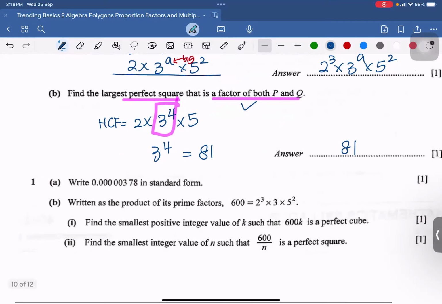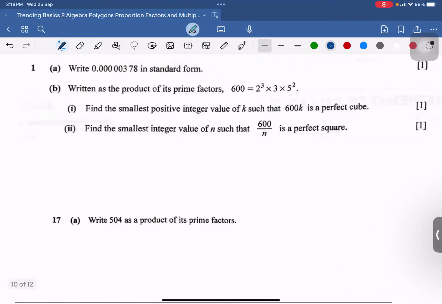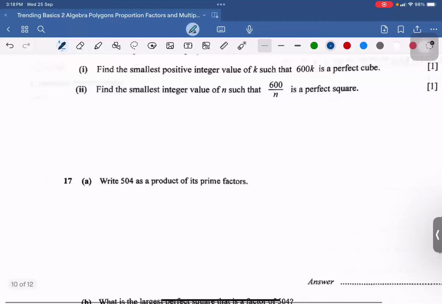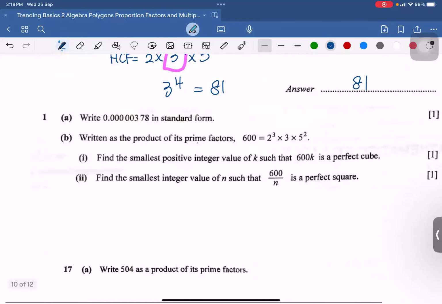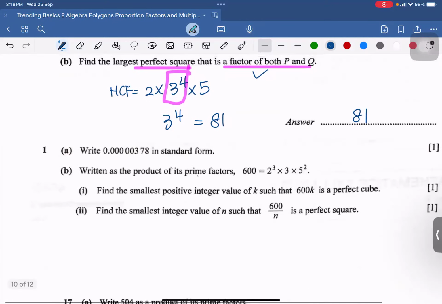Okay, so this type of question is very commonly tested now. So make sure you know. Next one, I'm doing a little bit of older trend questions, but still in trend. Okay, still much of a concept needed.